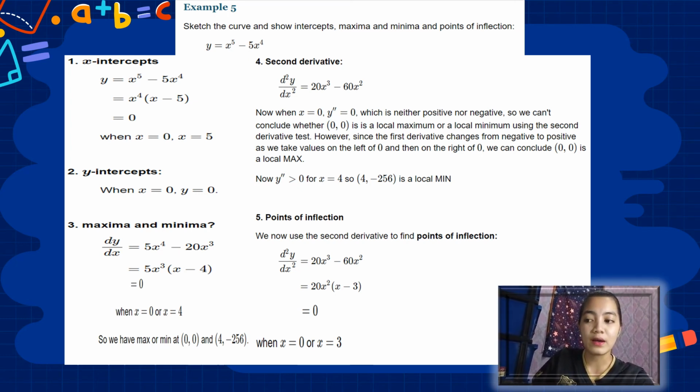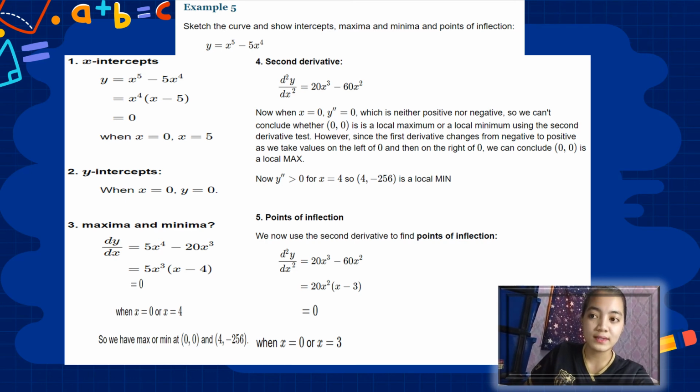Maxima and minima. dy/dx = 5x⁴ − 20x³ = 5x³(x − 4) = 0. When x = 0 or x = 4, so we have max or min at (0, 0) and (4, −256). Second derivative, d²y/dx² = 20x³ − 60x².